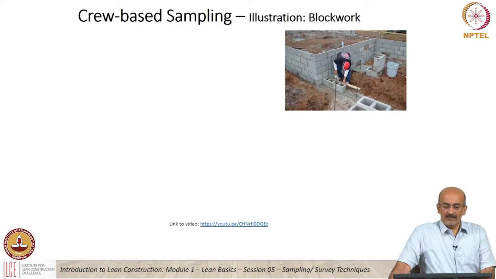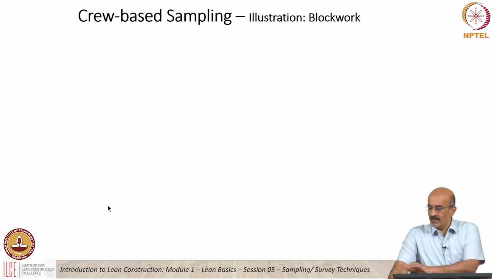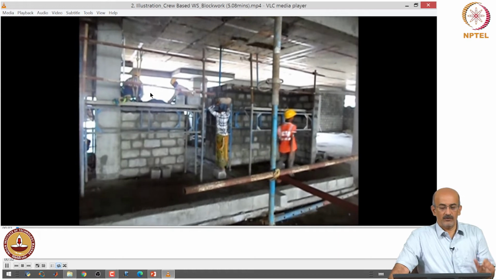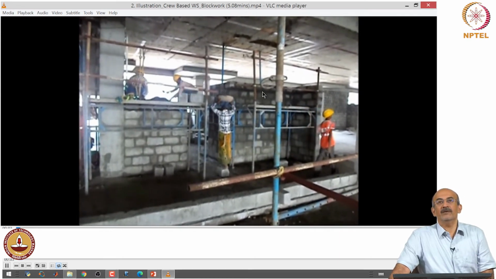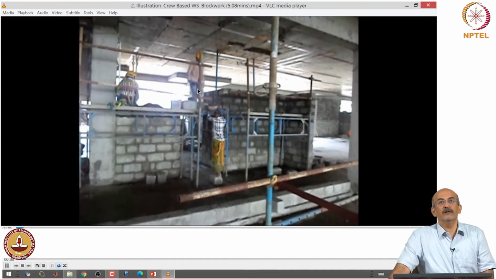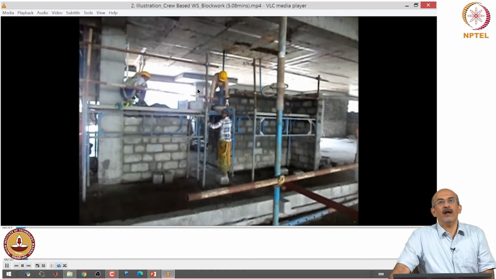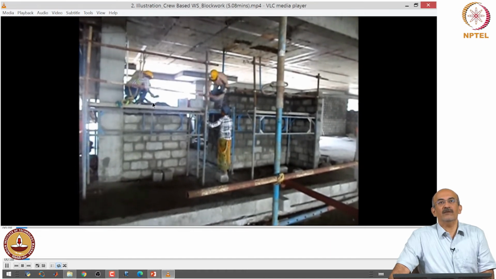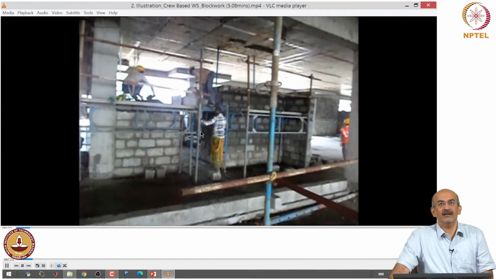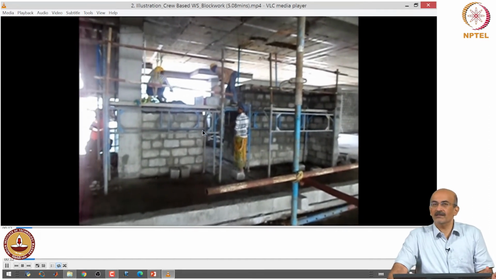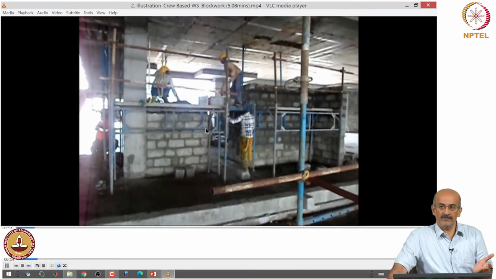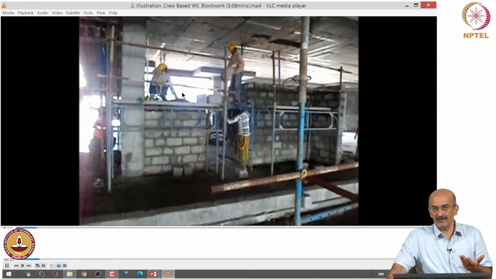Now we go to crew based sampling. If we take crew based sampling, we are taking block work, and you can see here there are 2 masons and 2 helpers, and what they are doing is basic block work. Again it is work sampling where you are looking at what the masons are doing, you are categorizing what the masons are doing, and what the helpers are doing, and as we discussed, the helpers will always be doing either NVA or NVAN. The masons will be in all 3 categories.